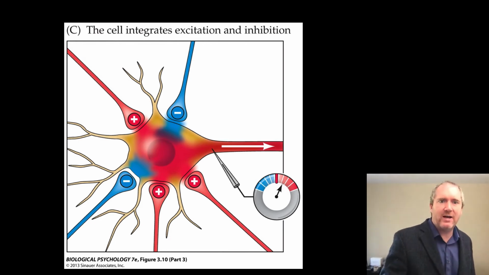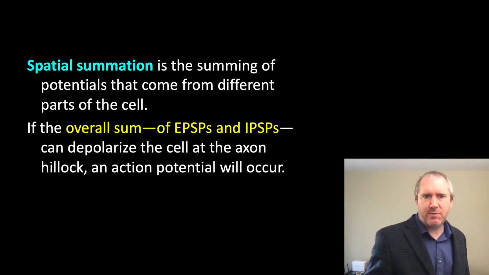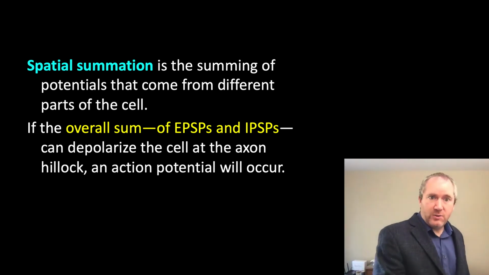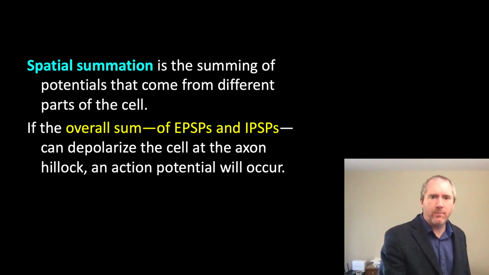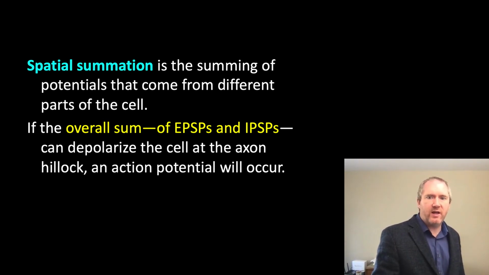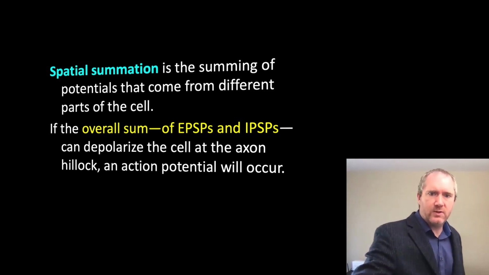summation at the level of the axon hillock that would be necessary for an action potential or for the cell to burst fire. Thus, it's really the summation of these EPSPs and IPSPs that's so critical for information processing. There are spatial and temporal forms of summation. Spatial summation is the summing of potentials that come from different parts of the cell. If the overall sum of EPSPs and IPSPs can depolarize the cell at the axon hillock, an action potential will occur. The figure that we just saw would be a good example of spatial summation.